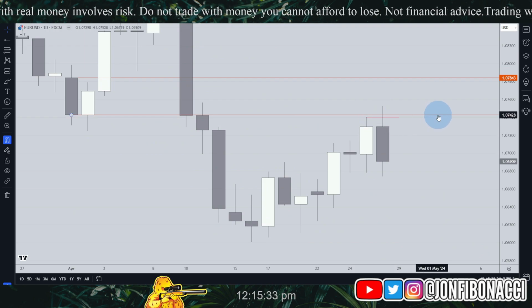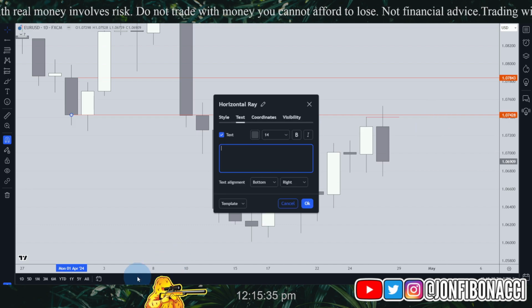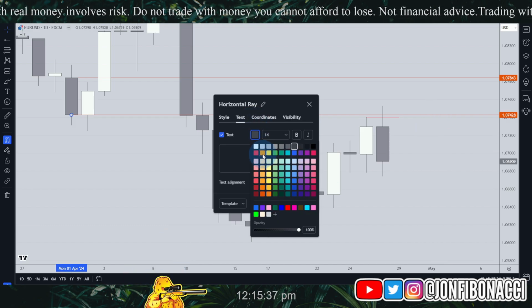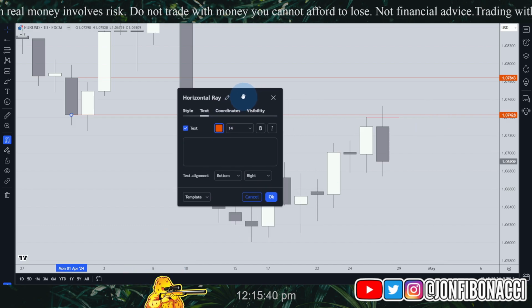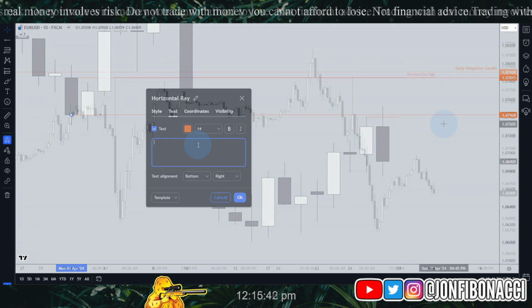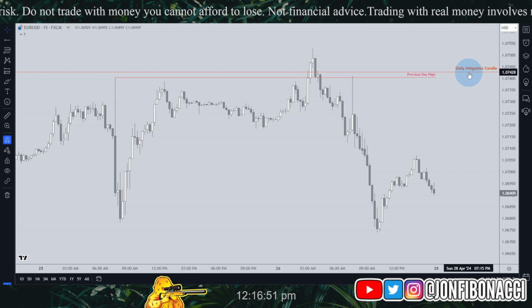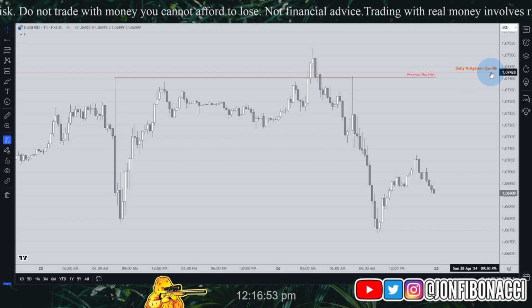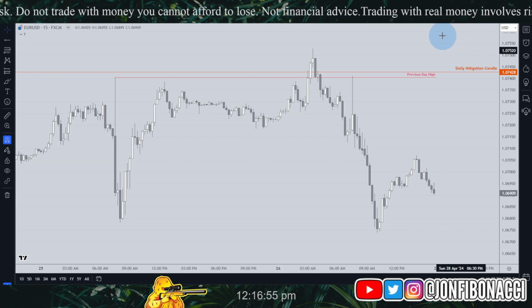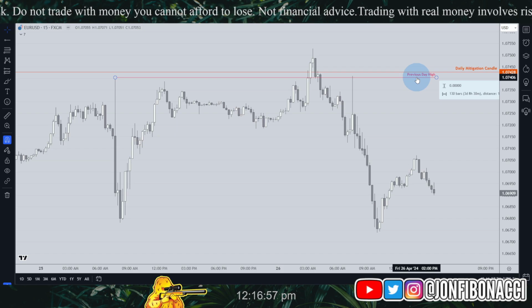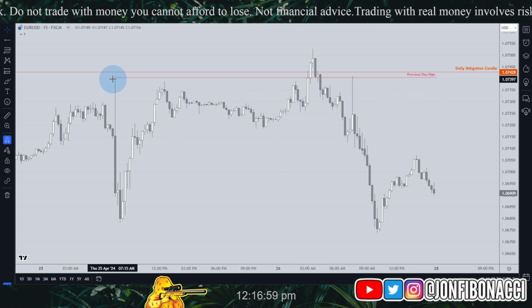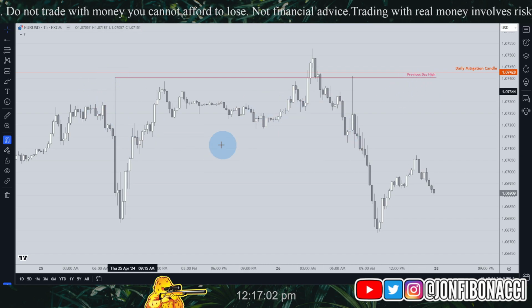This information is going to be important when we go down into the smaller time frames. So I'm going to label this real quick. All right, so we drop down to a 15-minute time frame. And again, I labeled that daily mitigation candle, that closing price on the daily, and then the previous day's high. Since this was Friday, I'm labeling Thursday's high.